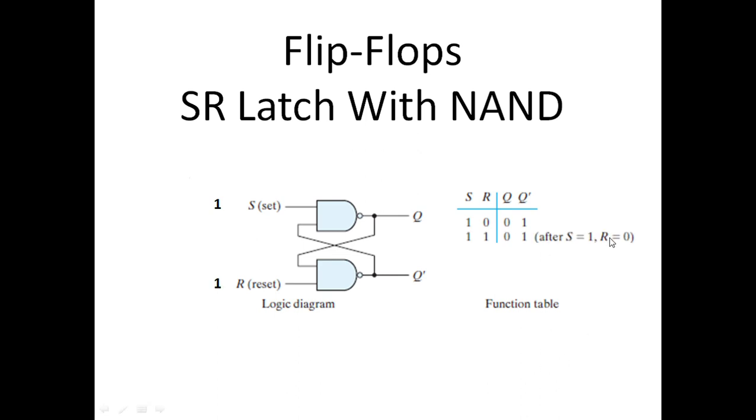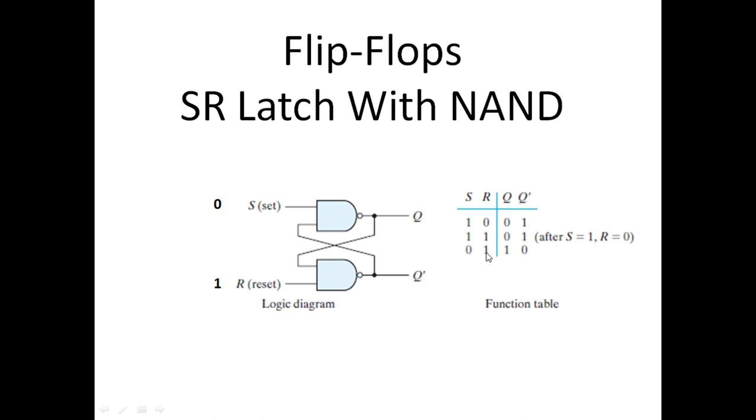Similarly, if we provide 1, 1 at both of the inputs, the current state of the flip-flop is maintained, just like in the NOR implementation, 0, 0 would maintain the current state of the flip-flop. So it's the opposite now. 1, 1 will keep the current state of the flip-flop. So after S is equal to 1, R is equal to 0, when we provide 1, 1, we get the same output as was for the previous input.